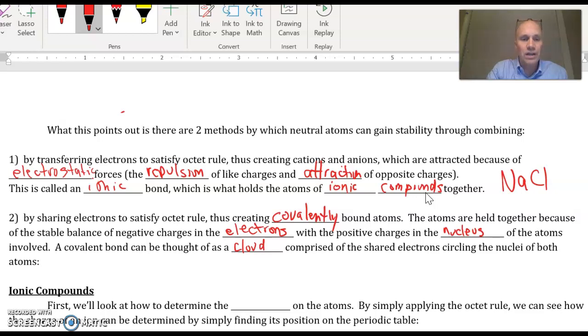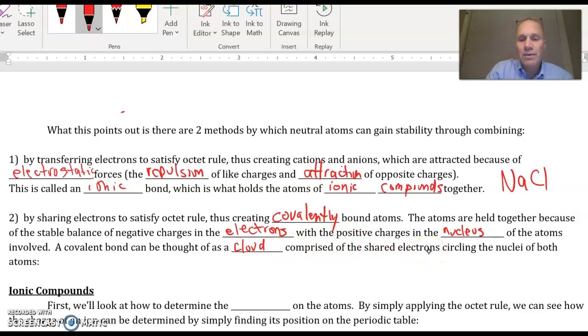And what holds them together is in the sharing: you're going to have electrons surrounding positively charged nuclei. And it's this balance of the negatively charged electrons with the positively charged nuclei that creates essentially the glue that holds them together. So a covalent bond can be thought of as essentially a cloud comprised of shared electrons.